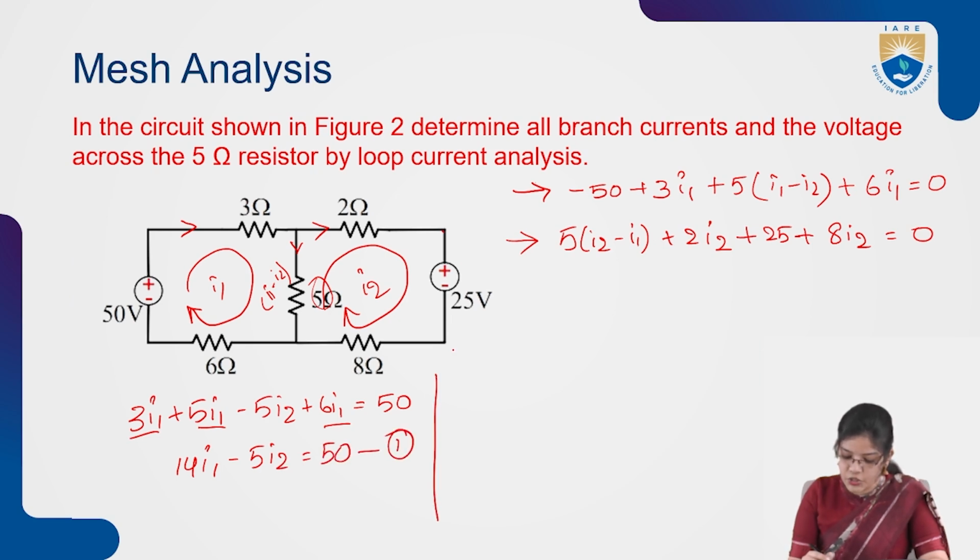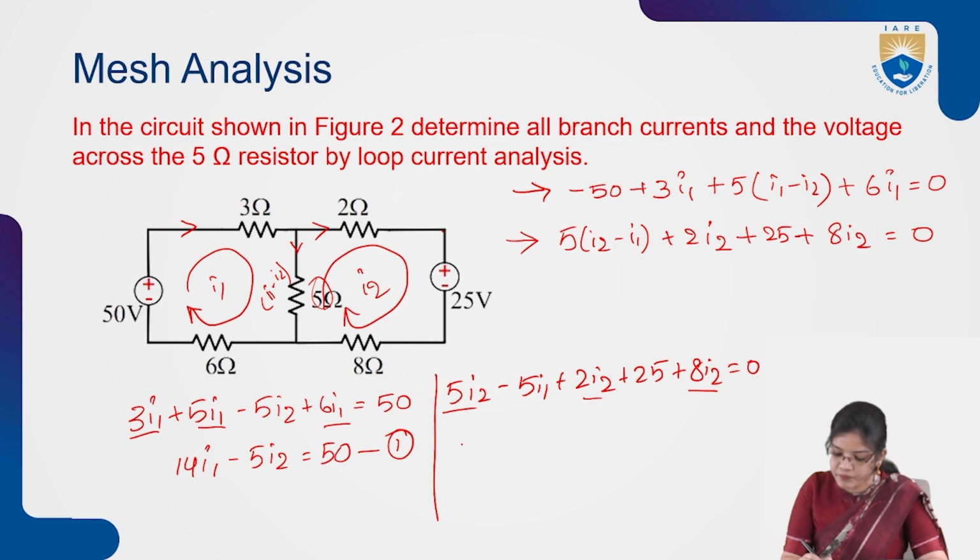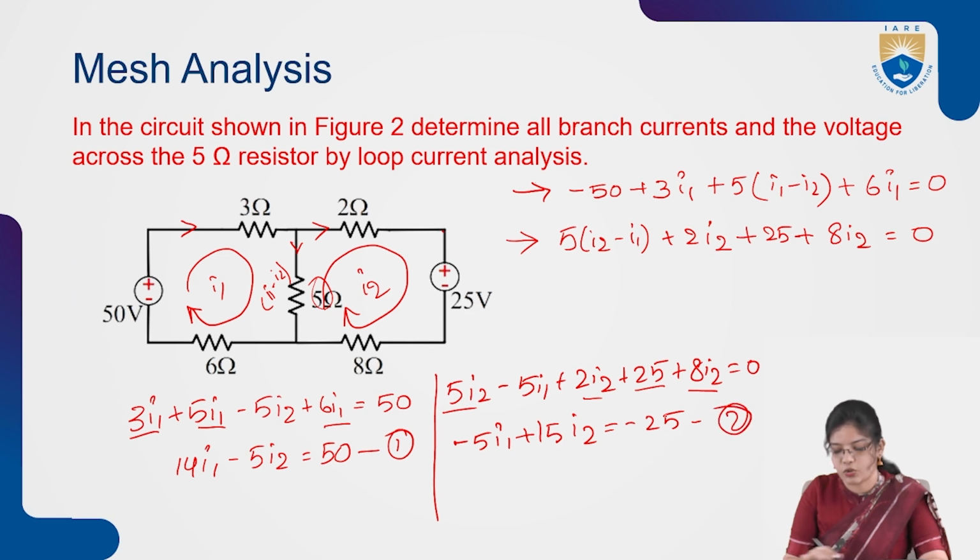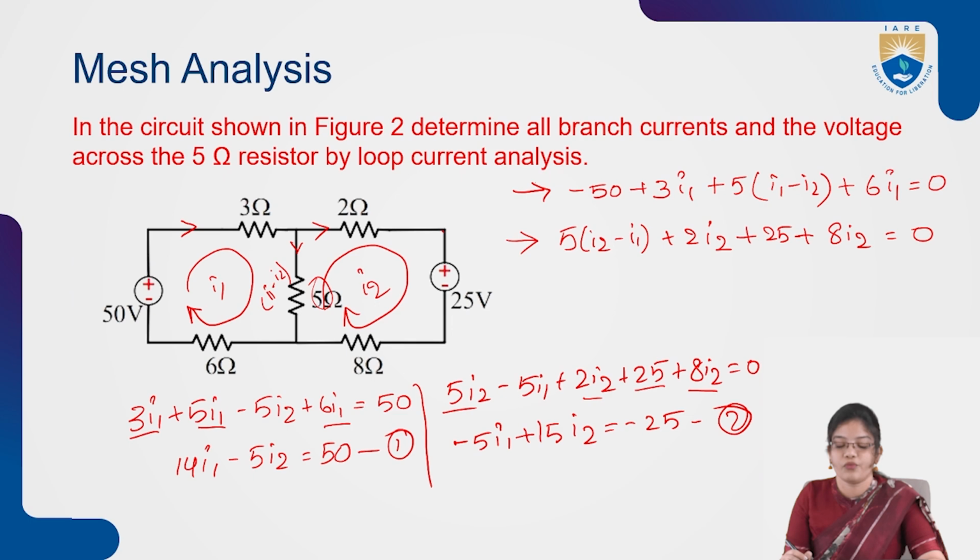Now I am solving equation 2. So 5 I2 minus 5 I1 plus 2 I2 plus 25 plus 8 I2 equals 0. I am summing all the I2 values here. So it will be minus 5 I1 plus 15 I2, and if 25 moves across it becomes minus 25. This will be equation 2. Now we have to substitute these two equations in the scientific calculator, and by using the scientific calculator we are going to extract the values of I1 and I2.